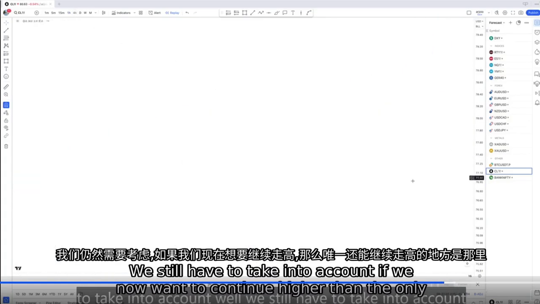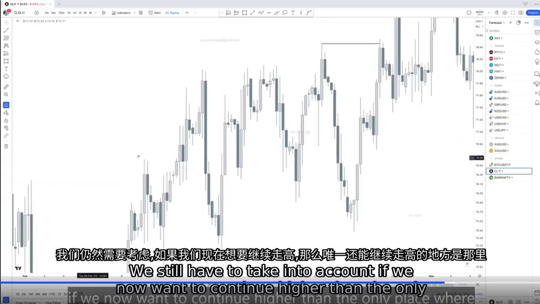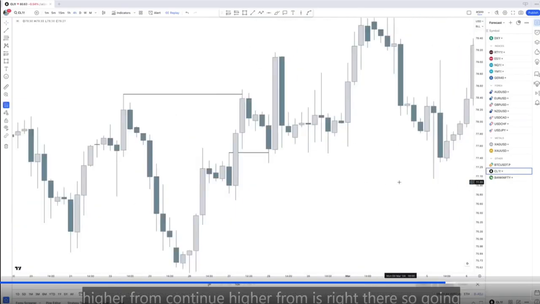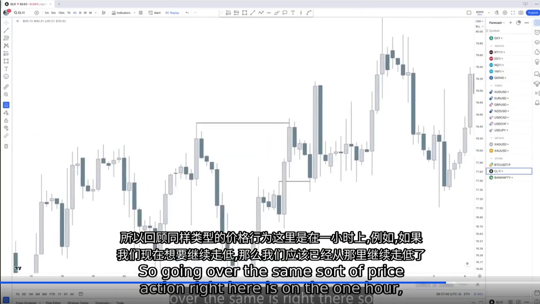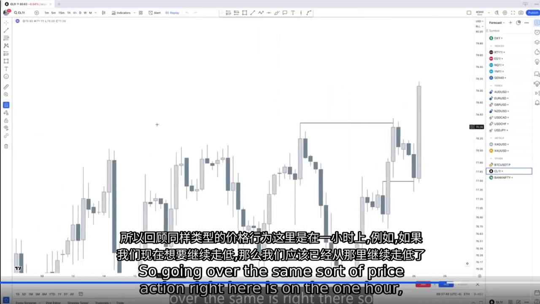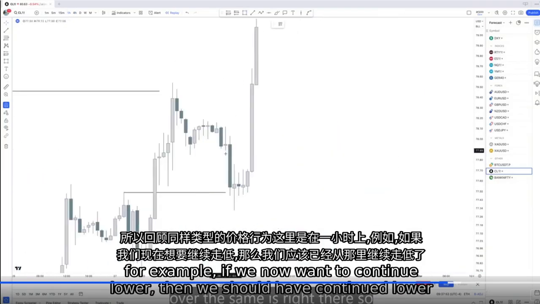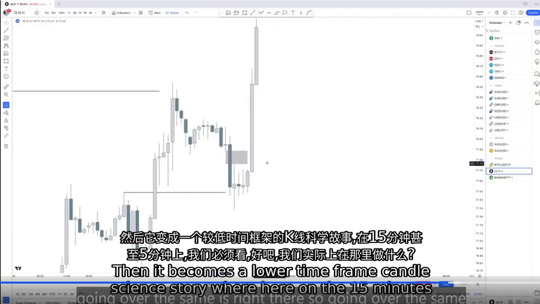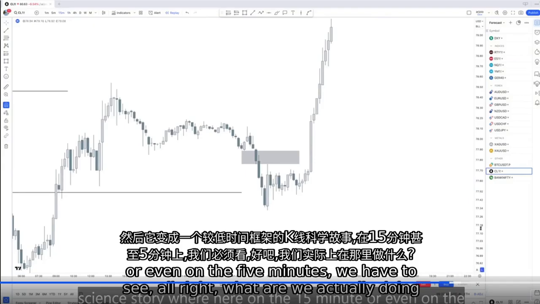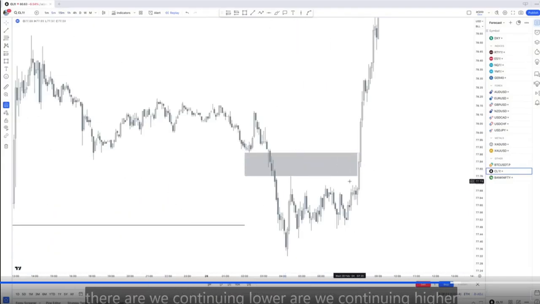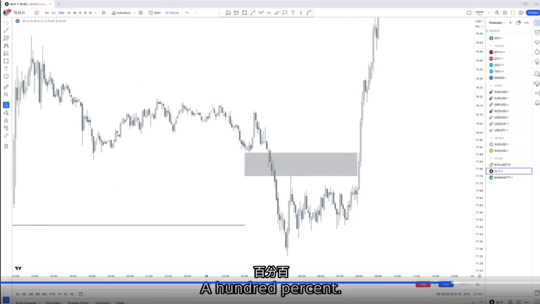We still have to take into account if we now want to continue higher, then the only place where we can still continue higher from is right there. So going over the same sort of price action right here on the 1 hour, for example. If we now want to continue lower, then we should have continued lower off of that. Then it becomes a lower time frame candle sign story, where here on the 15-minute or even on the 5-minute, we have to see, all right, what are we actually doing right there? Are we continuing lower? Are we continuing higher, etc.? If that makes sense. But you're right, 100%.